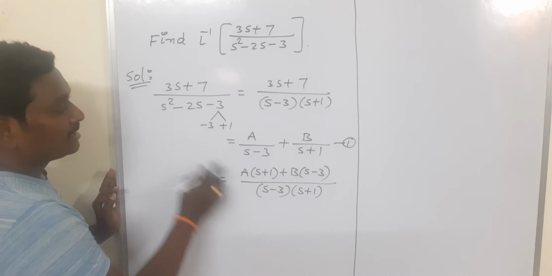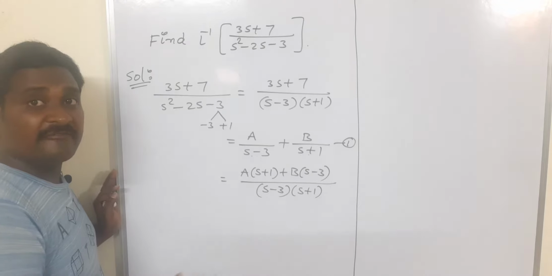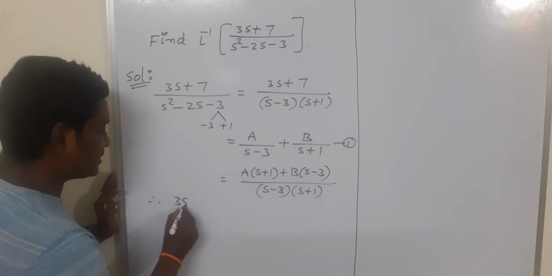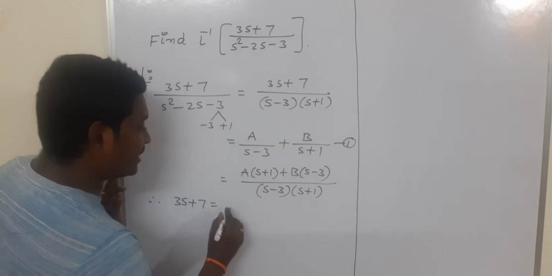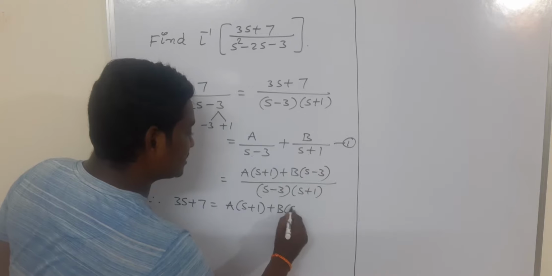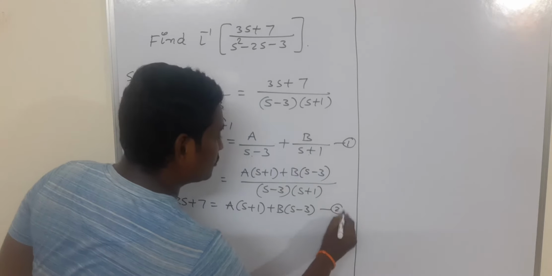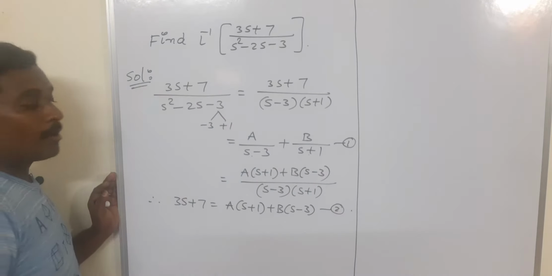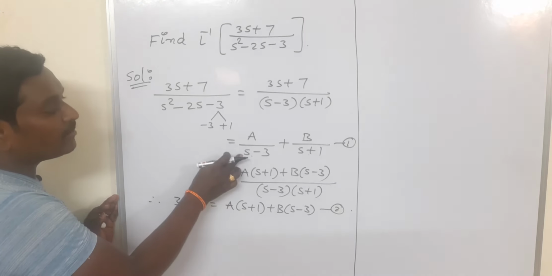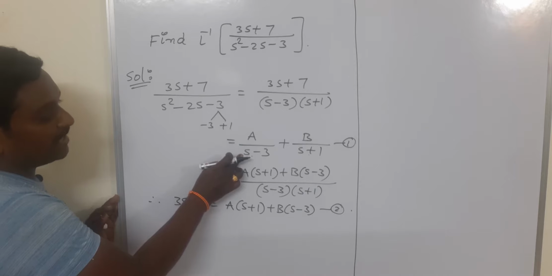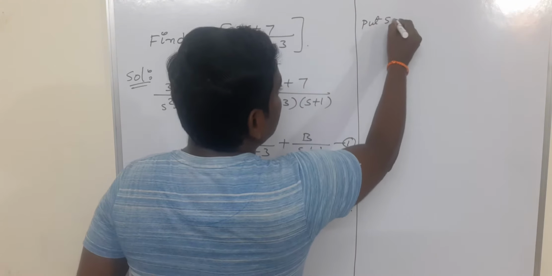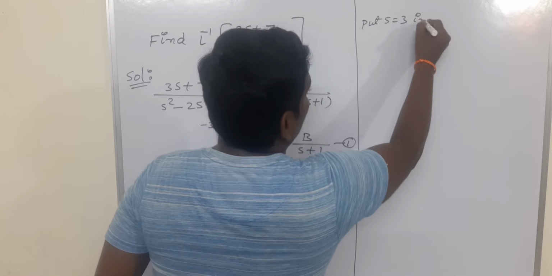On both sides the denominators are the same, so equate the numerators. What is the numerator in LHS? 3s plus 7 is equal to, here the numerator is a into (s plus 1) plus b into (s minus 3). Take it as equation number 2. Now how can we find out a value and b value? For a value, look at the denominator of a. It has s minus 3. What is its root? S is equal to 3. Put s is equal to 3 in equation number 2.